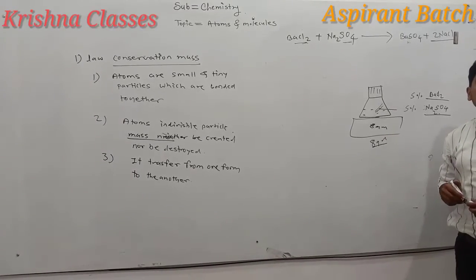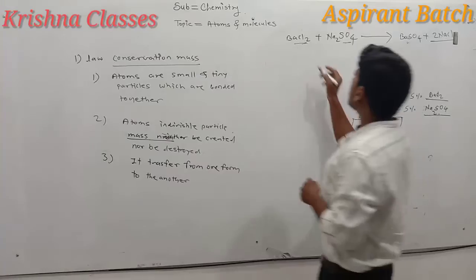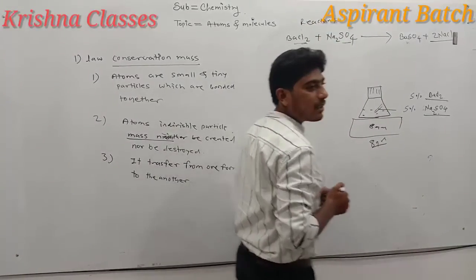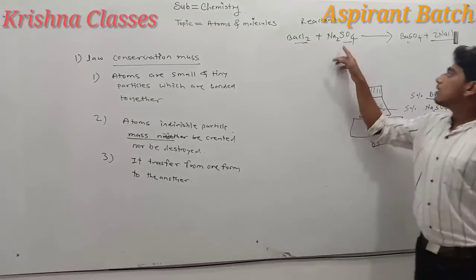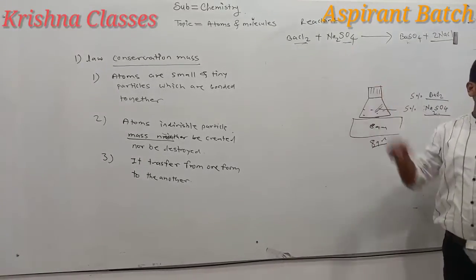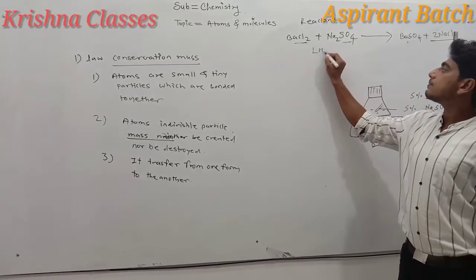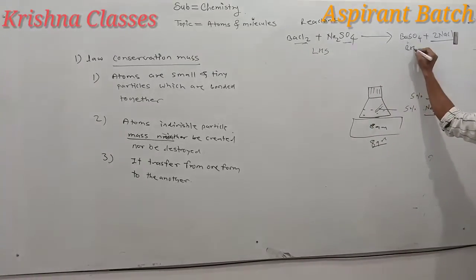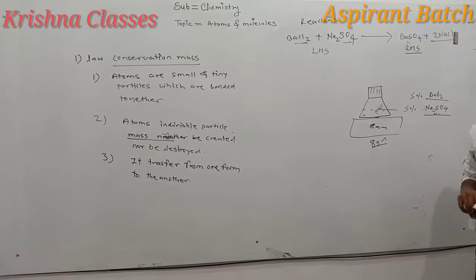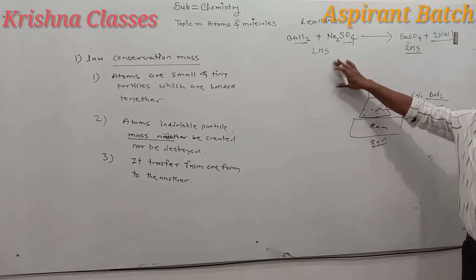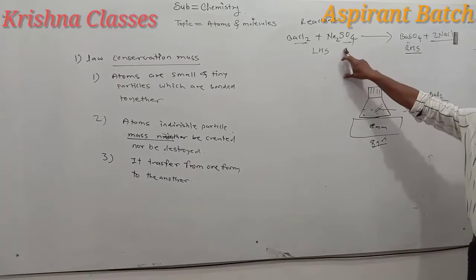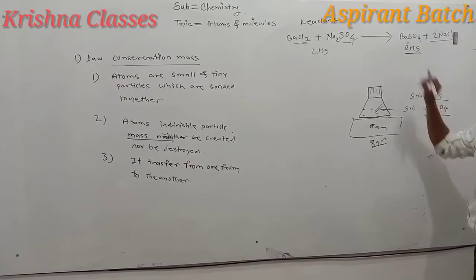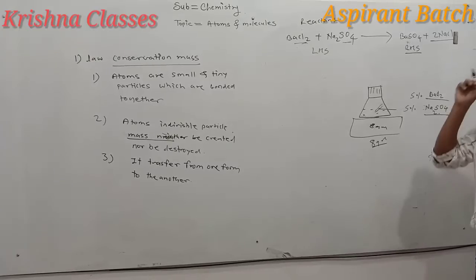That means, what happened? This is the reactant side. We know that the reactants are written on the left-hand side, the LHS, on the tail side of the arrow. The products are written on the right-hand side, the RHS, on the front side of the arrow. This is called a chemical equation.